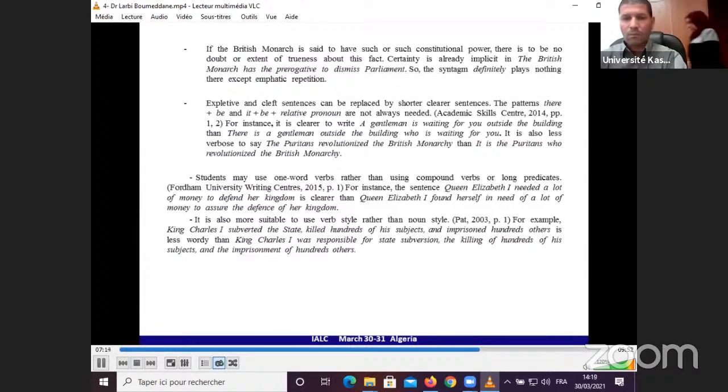It is also more suitable to use verb style than noun style. For example, "King Charles I left the States independent of his subjects and imprisoned hundreds of others" is better than "King Charles I was responsible for subversion, the killing of hundreds of his subjects, and the imprisonment of hundreds of others."